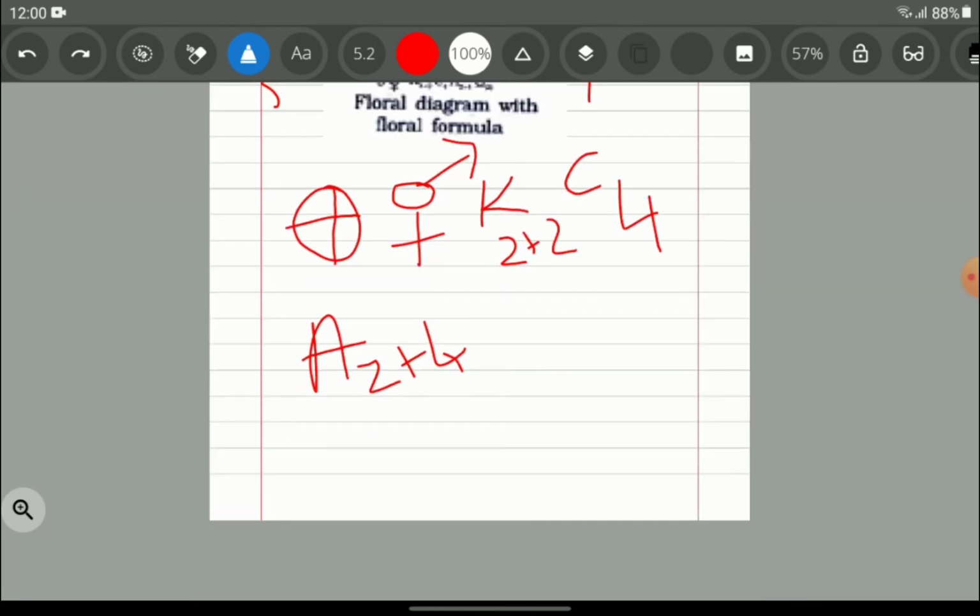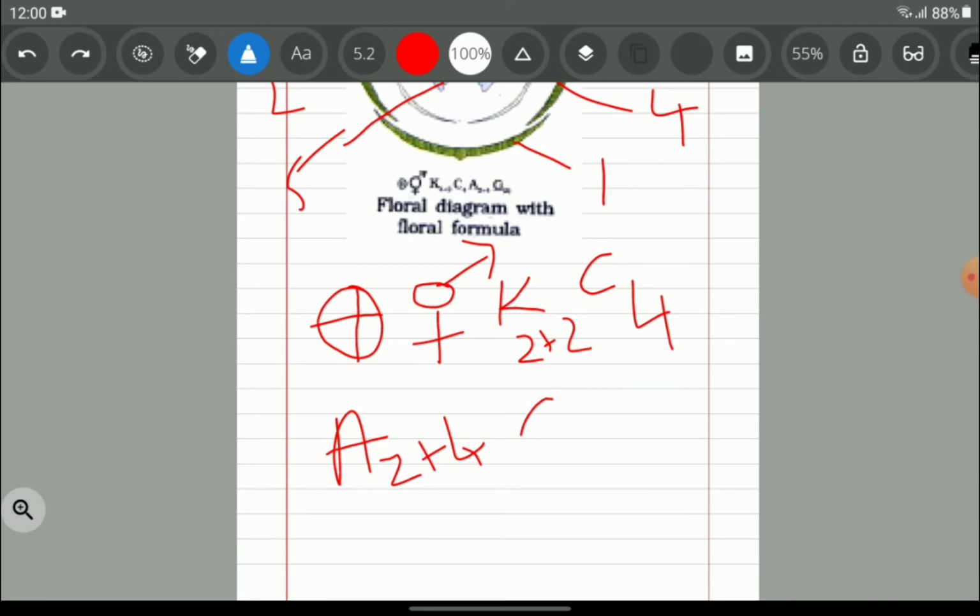Then coming to the gynoecium part. Gynoecium, G is underlined, that means this is a superior ovary, that is a hypogynous type of flower. Are you getting the information? So this is G underlined, that means the ovary is superior, and then we have 2 within brackets. Are you getting it? So this is a superior ovary and there are 2 fused ovaries.